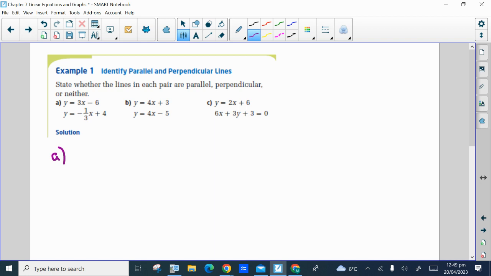Because their slopes are not the same, right? Both of those equations are in slope-intercept form. y equals mx plus b. The slope for the first line, we'll call m1, is positive 3. The slope for the second line, m2, is negative 1/3. They're not the same, so they can't be parallel.